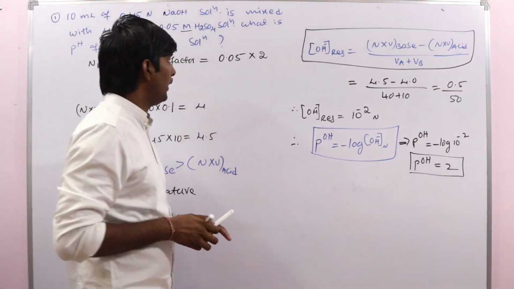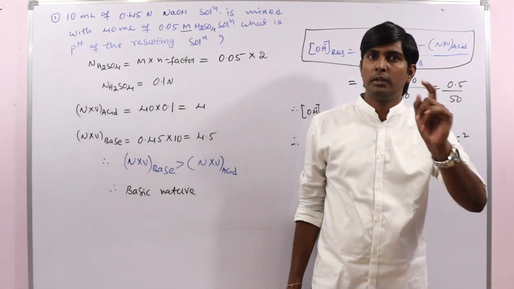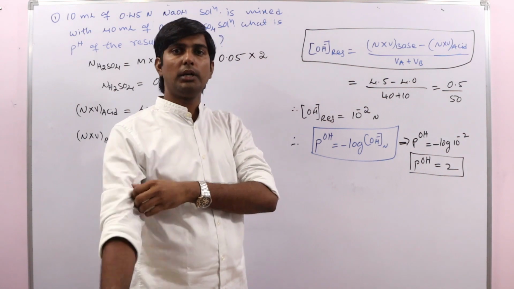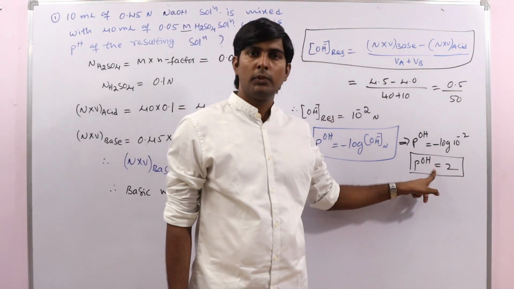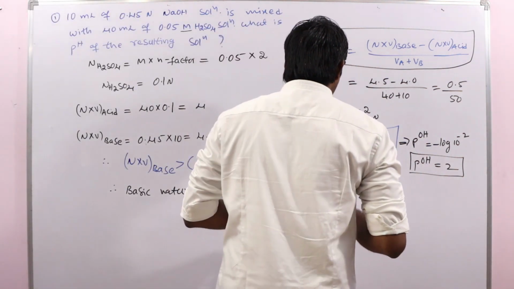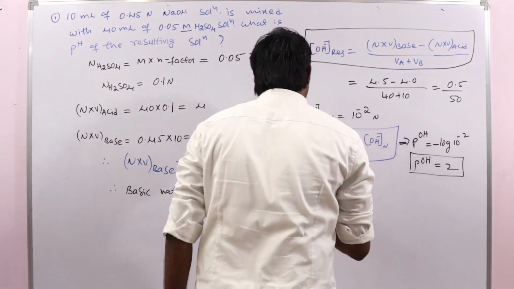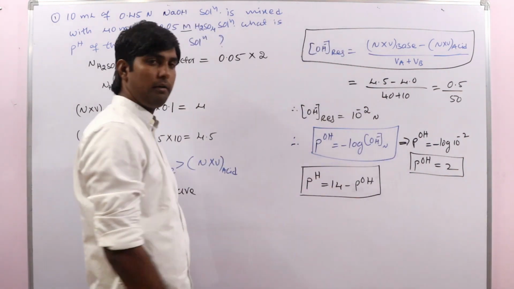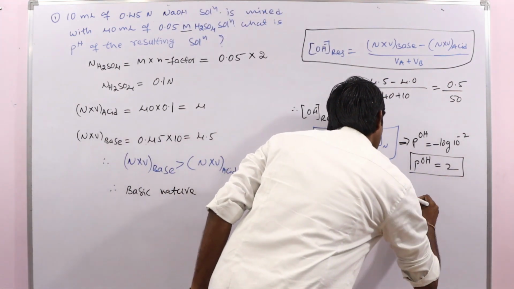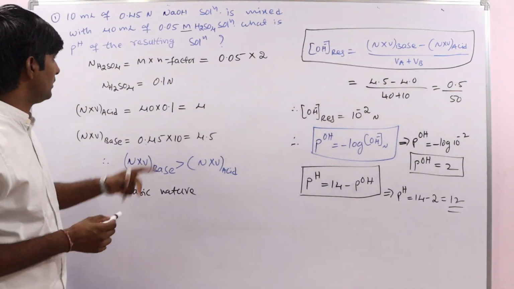See, but in the problem they ask you to find pH. Again here you must be very careful whether they ask you to find pH or POH. If they ask you to calculate POH of the resulting solution, here we stop. But if they ask you to calculate pH of the resulting solution, then we have to use this relation: pH is equal to 14 minus POH at 25 degrees centigrade. Already we discussed it in the previous problem so many times. So from this, pH is equal to 14 minus 2, that is equal to 12. So what is the pH of the resulting solution? 12.